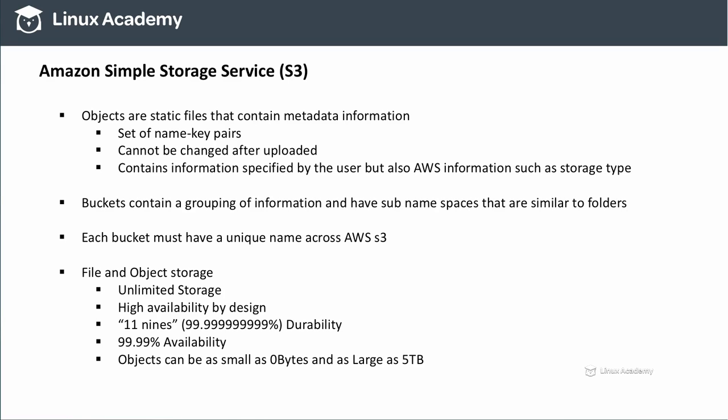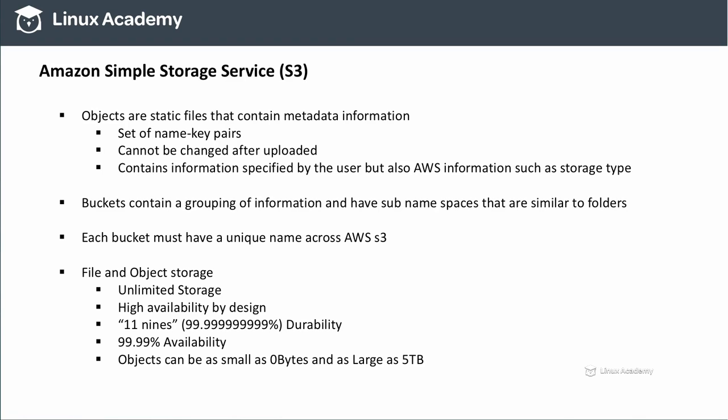Now, inside of Amazon Web Services S3, each bucket must have a unique name across the entire AWS S3 namespace. So if I have the bucket name Linux Academy, you cannot have the bucket name Linux Academy, regardless of whatever region you're working out of.